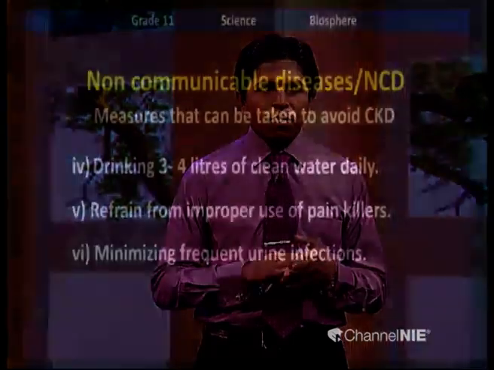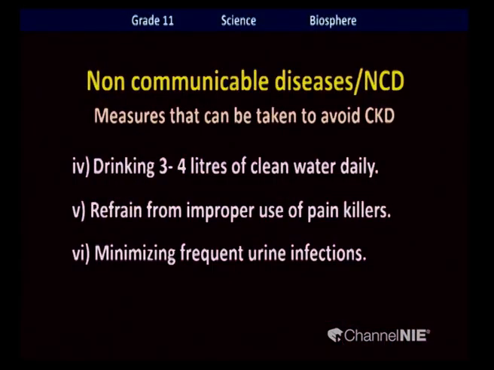Number 6, minimizing frequent urine infections. For a urinary tract infection, we have to get medication immediately. Otherwise, through the urinary tract, the germs, microorganisms or bacteria can reach your kidney and nephron and cause damage.